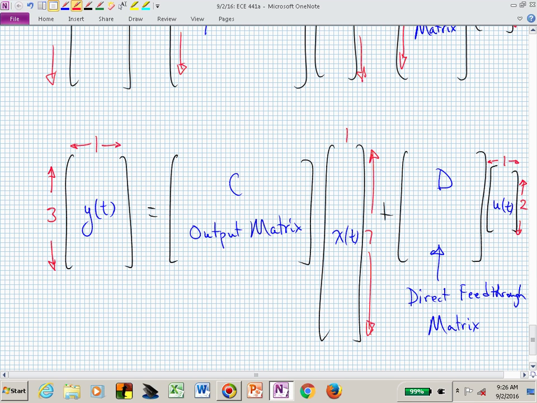What's the dimension of C? And we do row times column. 3 to be consistent with the rows in our output vector, and number of columns 7 to be compatible with our state vector x. C is 3 by 7. And D, 3 by 2.